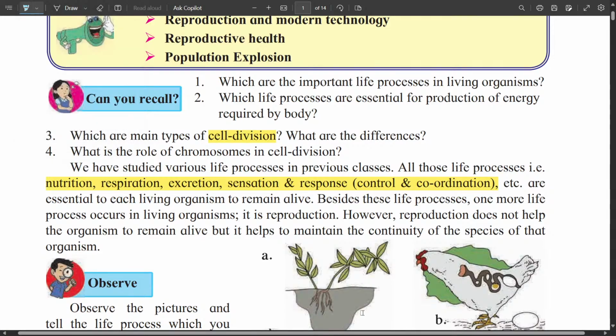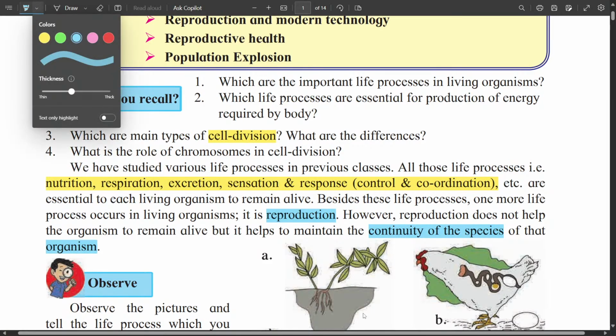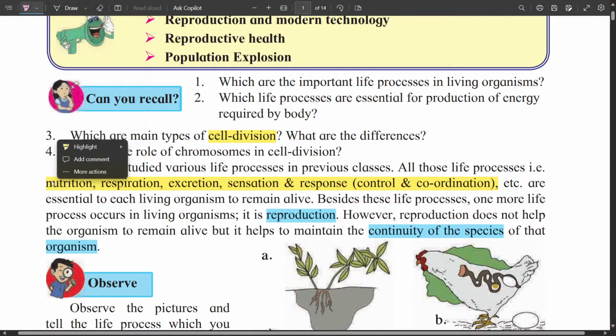life process, that is reproduction. Reproduction is not essential for the organism to remain alive. Without reproduction the organism can remain alive, but reproduction helps the continuity of the species of that organism, because every organism has to die after its lifespan is over. So if reproduction was not there, then the number of organisms in that species will decrease over time, and after some time that species will become extinct.